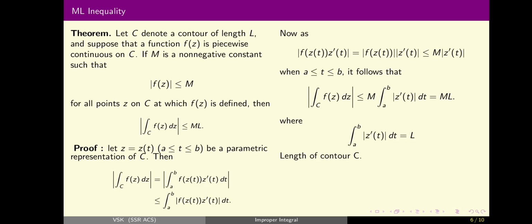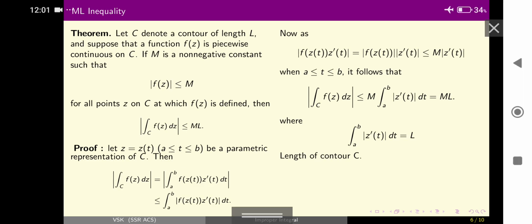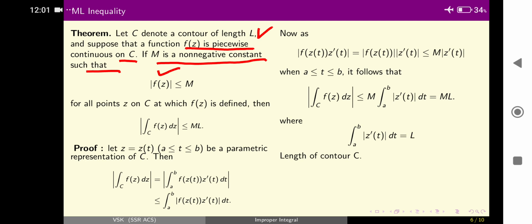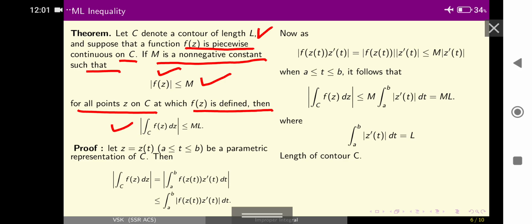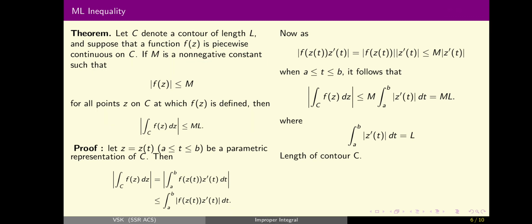Now let us see the ML inequality. The statement says that let C denote a contour of length L, and suppose that a function f(z) is piecewise continuous on C, and M is a non-negative constant such that |f(z)| is less than or equal to M for all points z on C at which f(z) is defined. Then the modulus of the integral of f(z) dz over C is less than or equal to ML. So this we have to prove. Let us see the proof.